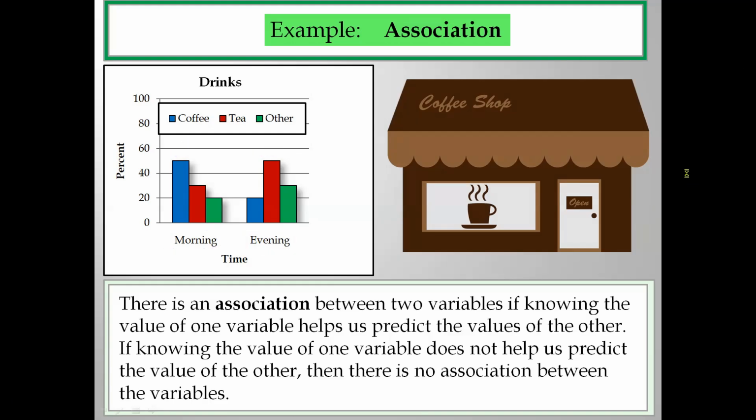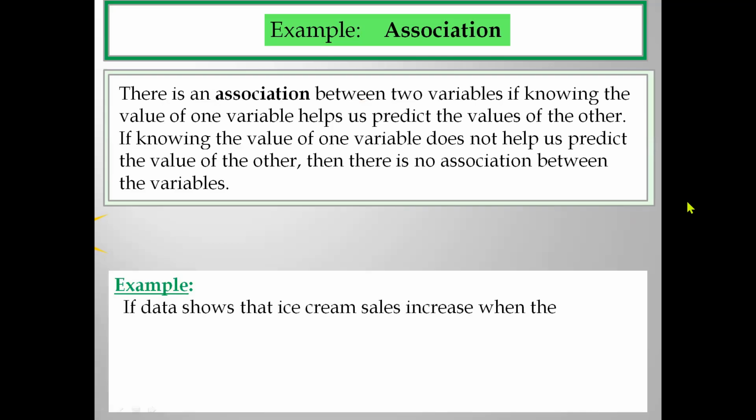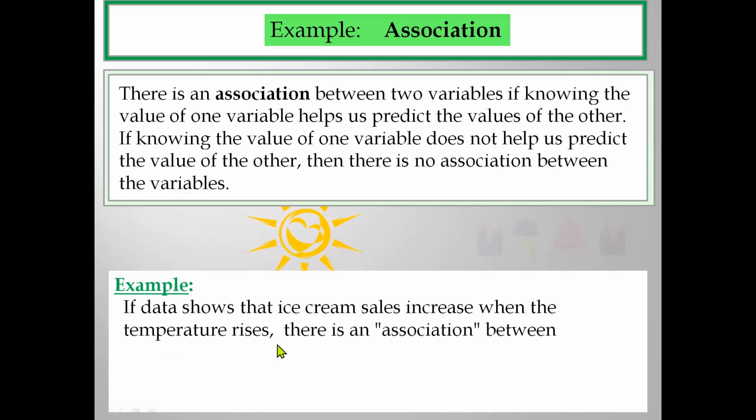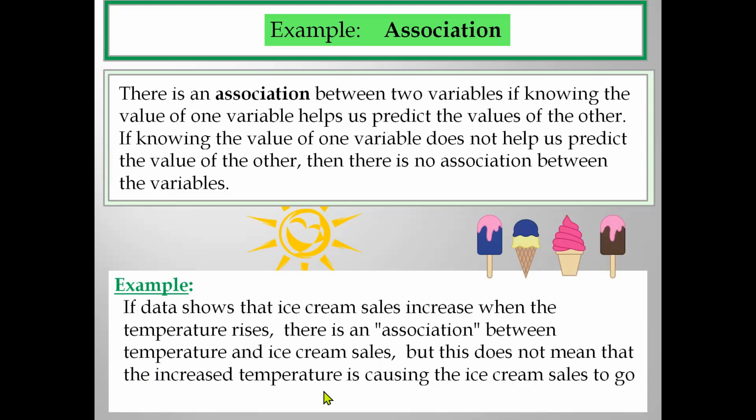Now let's look at a classic association example. If data shows that ice cream sales increase when the temperature rises, there is an association between temperature and ice cream sales. But this does not mean that the increased temperature is causing the ice cream sales to go up. Note in the last sentence, we want to make sure we understand that there's no cause and effect here. This does not guarantee that temperature causes ice cream sales to go up.